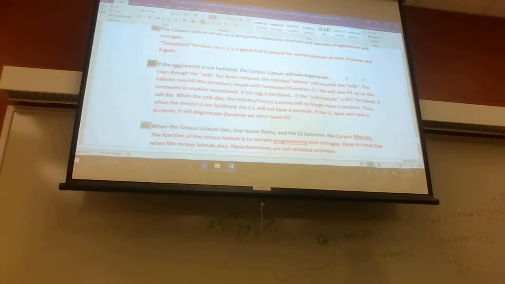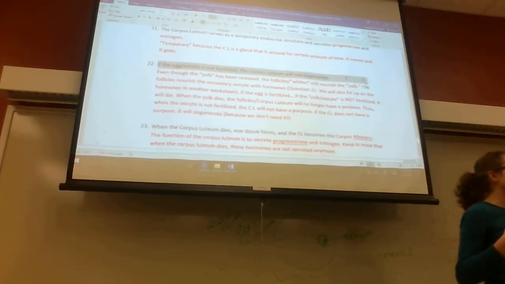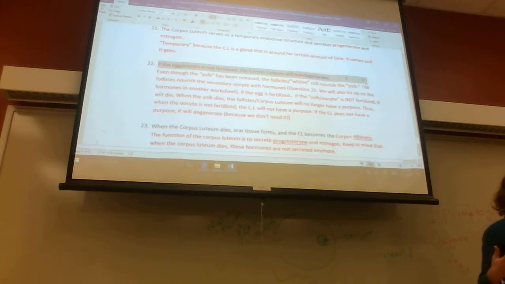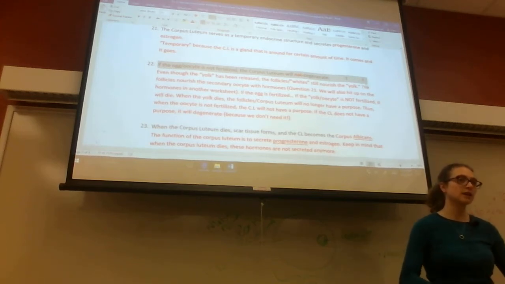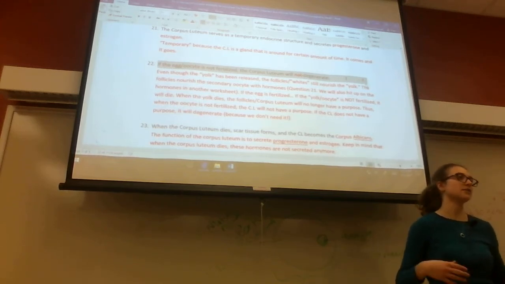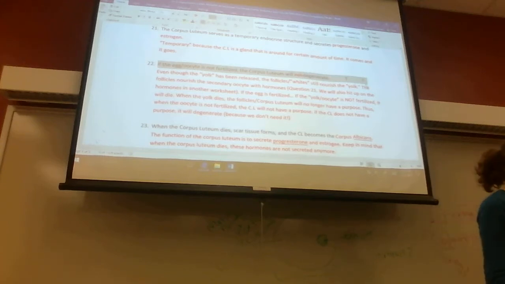Basically, when the corpus luteum degenerates, that's when our body's like, well, there's not enough progesterone to vascularize, and there's not enough estrogen to form the layer over it. So what happens is that sheds, and it just kind of comes out. And it takes a week for that to happen. So when the corpus luteum degenerates, that's when we start our period.